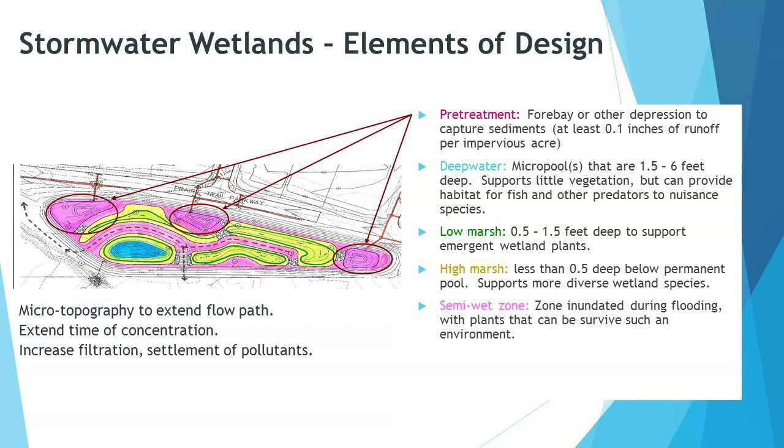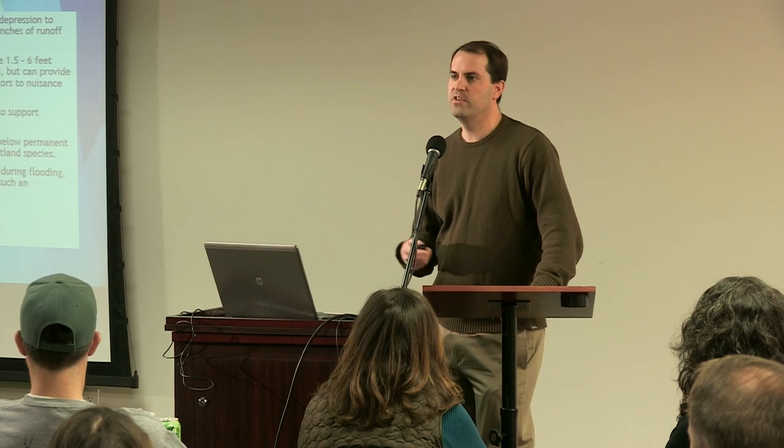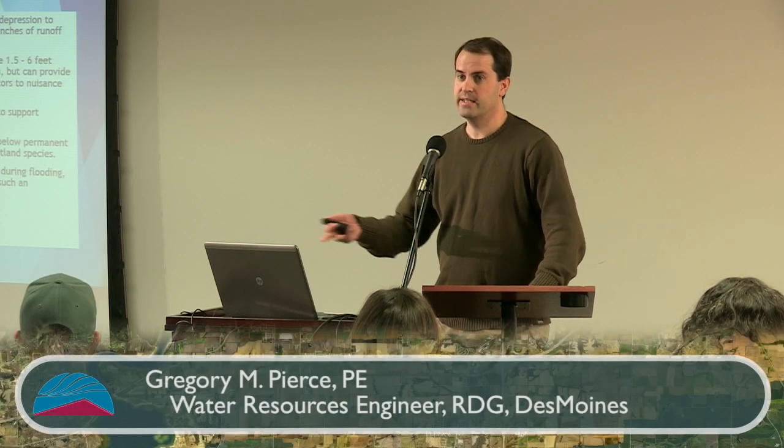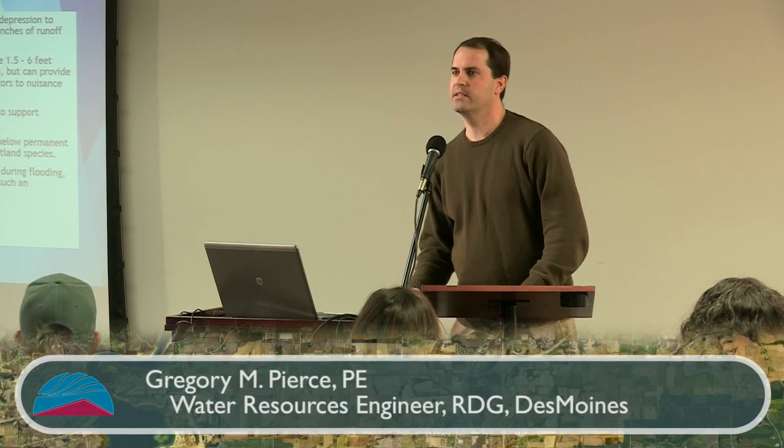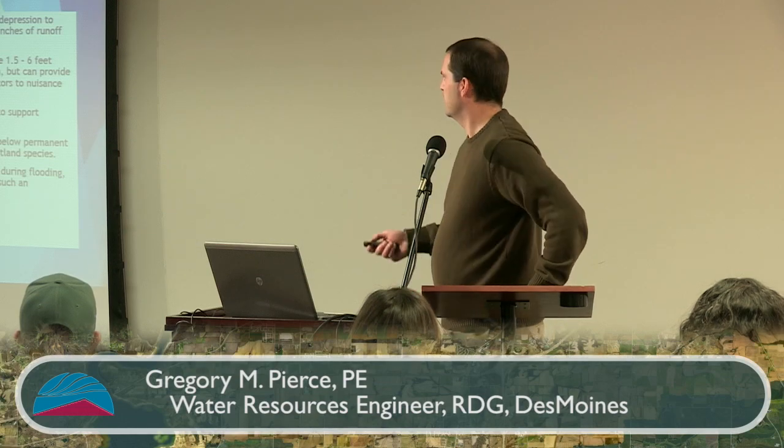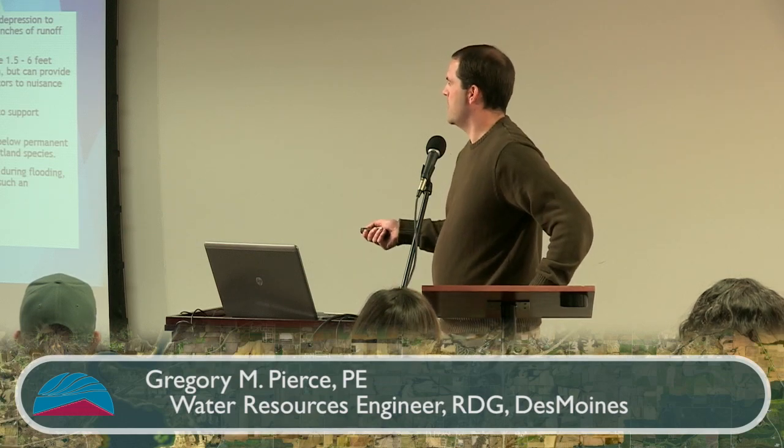So it would come out the little rock check dams, and then the water would have to work through these really shallow areas of low and high marsh. Some of them are only 6 inches deep, and some are only 18 inches deep. So these will fill in with vegetation over time. And then there's a deep water pool area that's important if you want to have fish. And fish are nice, because as they work their way out, they eat mosquito eggs and other things that nobody likes. So it's nice to have a micro pool area if you can.